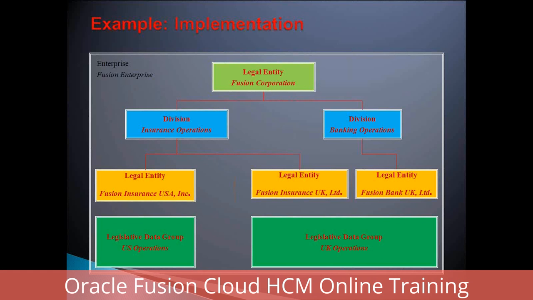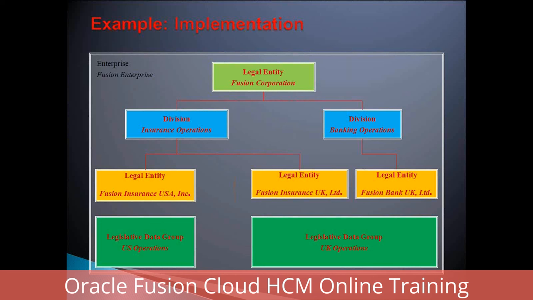So here is an example of the implementation. So now everything is enterprise, one customer, one enterprise. So enterprise acts like a boundary or a repository within which you have the other organizations arranged. For example, if it is a Fusion enterprise, there is a Fusion corporation, which is the ultimate holding company sitting at the top, on whose name the entire business goes. Another example could be Oracle Enterprise, Oracle Corporation, which is headquartered in US.